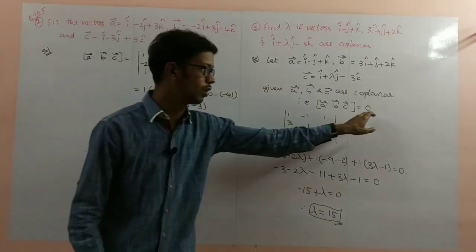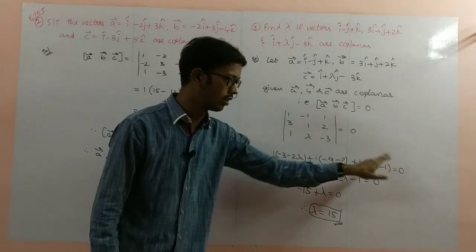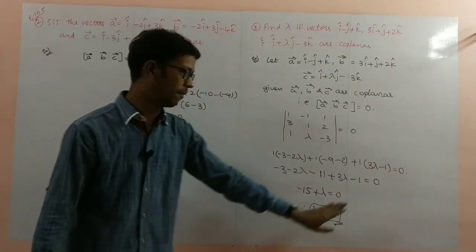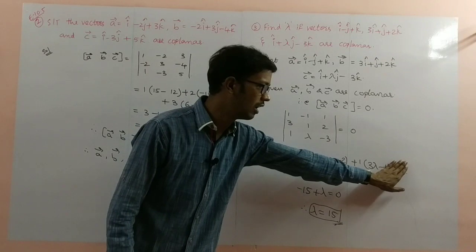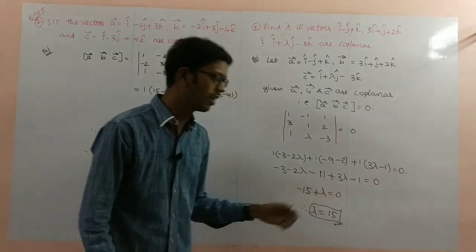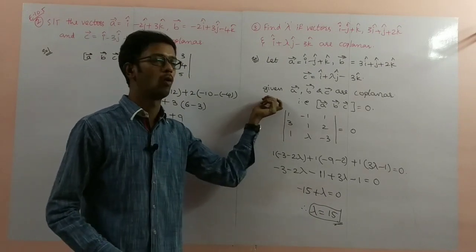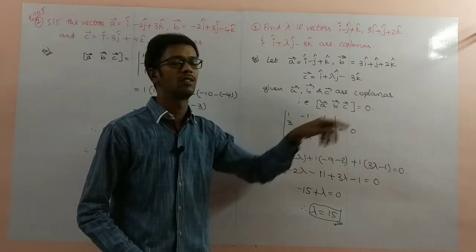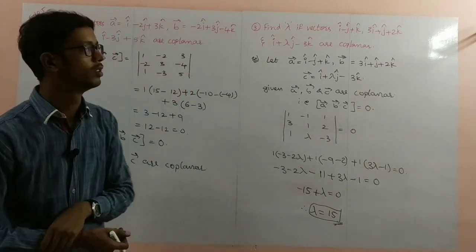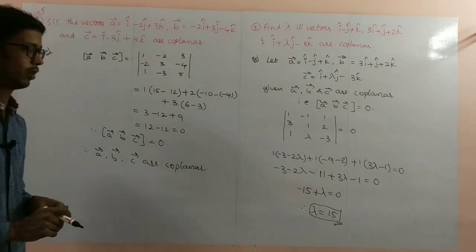Coplanar they are giving, so that's why equal to 0. Equal to 0 is compulsory. If it is not equal to 0, we can't find the lambda value. So for that purpose, coplanar means the box value should be equal to 0. Pause the video to note it down.